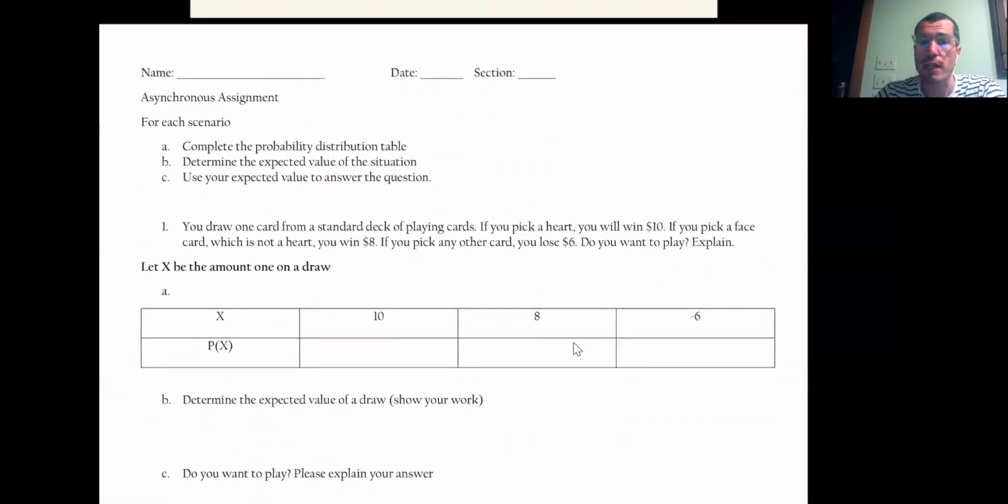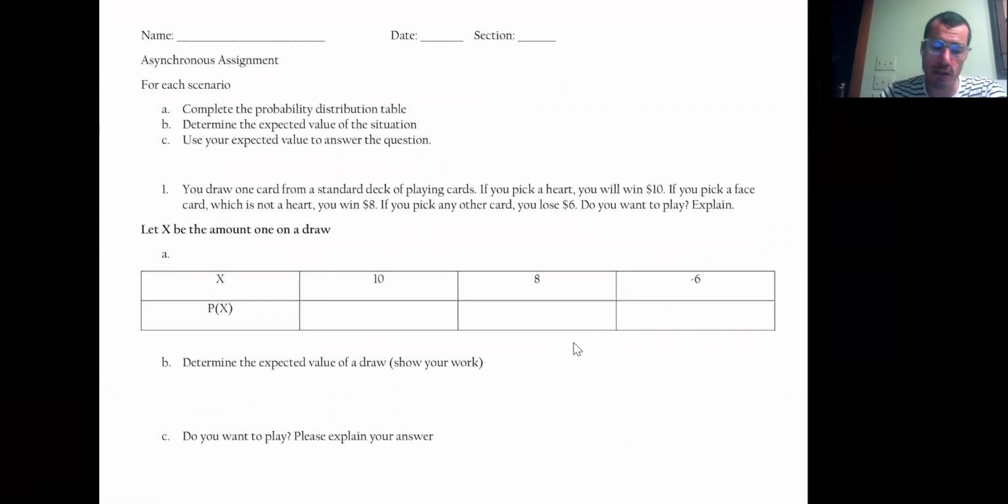For our asynchronous assignment, make sure that in each case you set up a probability distribution, determine an expected value, and use that expected value to answer some sort of question or scenario. I'll read it off once. You draw one card from a standard deck of playing cards. If you pick a heart, you win $10. If you pick a face card which is not a heart, you win $8. If you pick any other card, you lose $6. What we're curious about is, do you want to play?